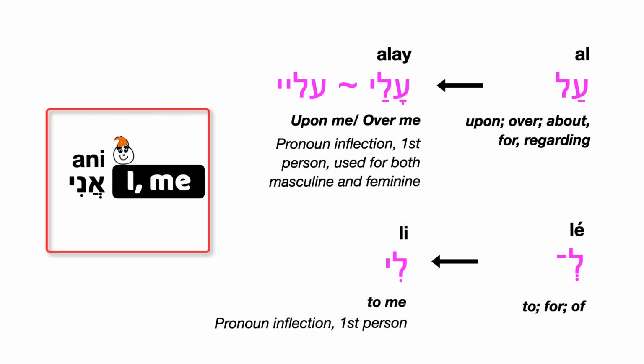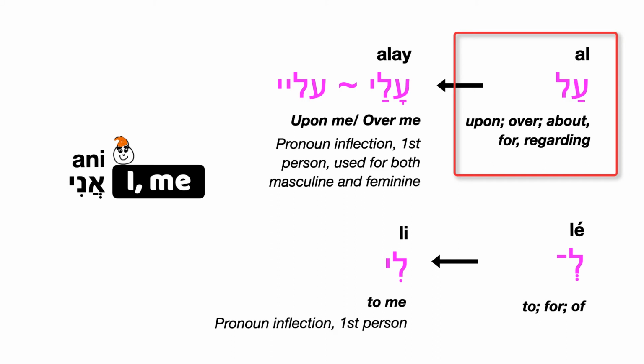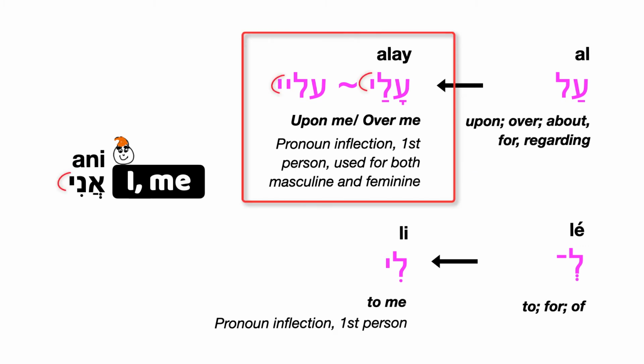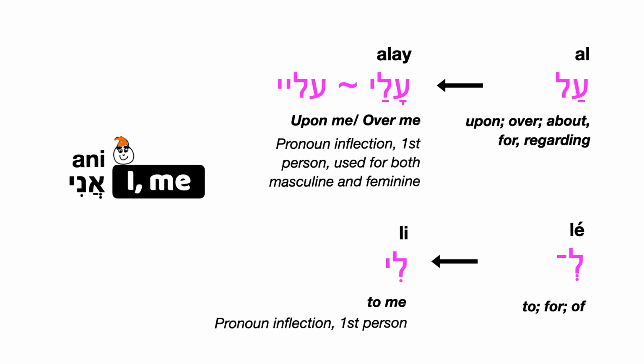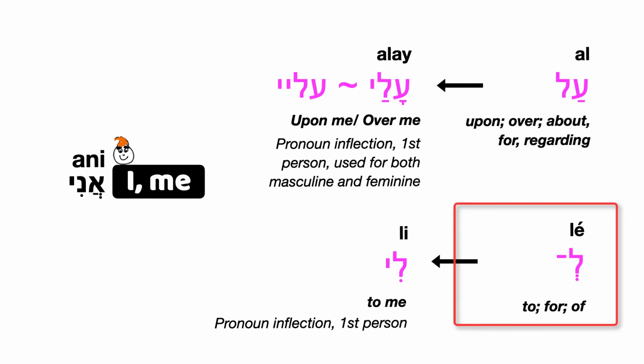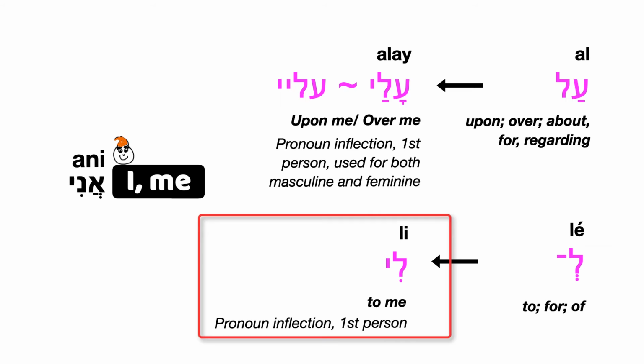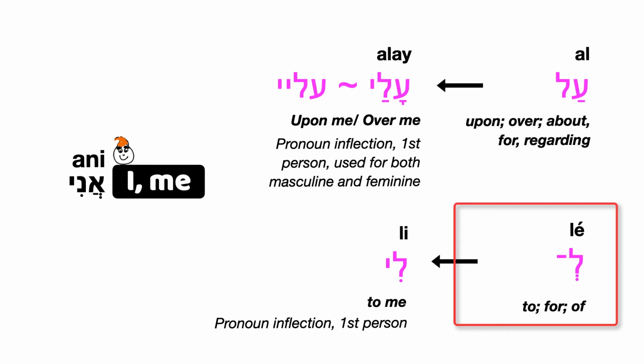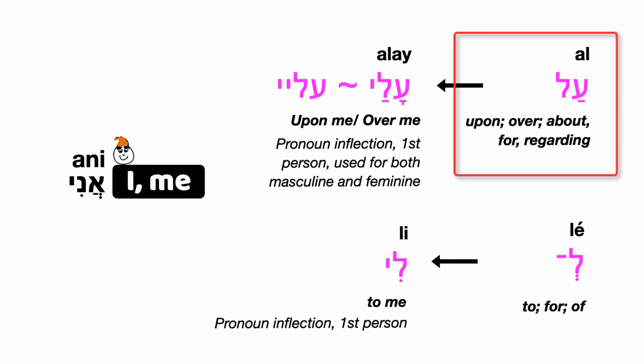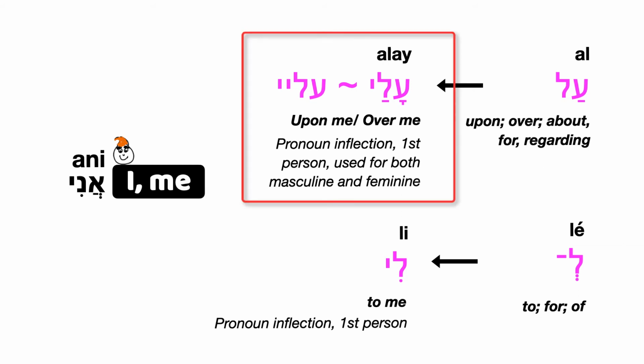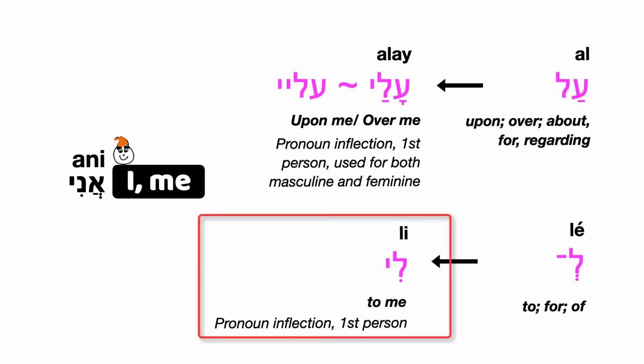Let's see some prepositions and preposition inflections. So going back to ani, which refers to I or me. Al is a preposition that can mean upon, over, about, for, or regarding. Now, if you want to say upon me or over me, you get the yod, which is the last letter in ani, so that gives you alay. Alay, upon me or over me. First person inflection used for both masculine and feminine forms. Now, the preposition le could mean to, for, or of. If you want to say to me, you say li. That is an inflection evoking ani, which means I or me. So le, to, for, or of. To me is li. Okay, so al, upon, over, or for. Alay is upon me or over me. Le is to, for, or of. Li is to me.